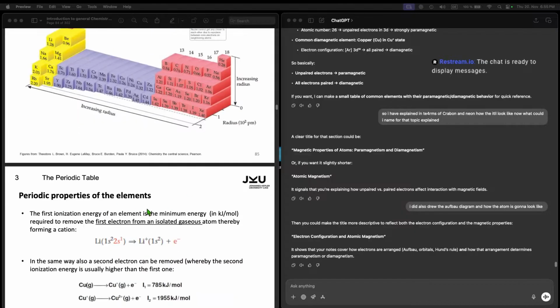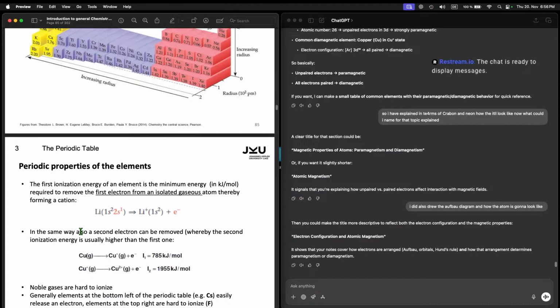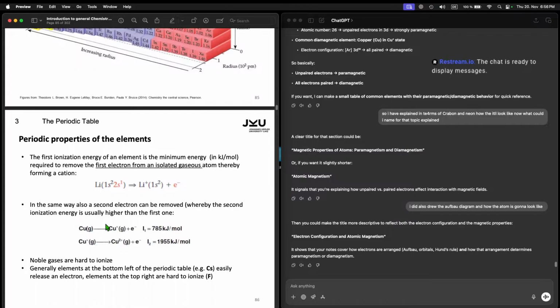Periodic properties of the elements. The first ionization energy of an element is the minimum energy required to remove the first electron from an isolated gaseous atom, thereby forming a cation. In the same way, a second electron can also be removed.